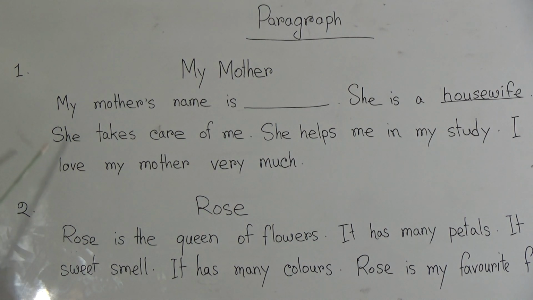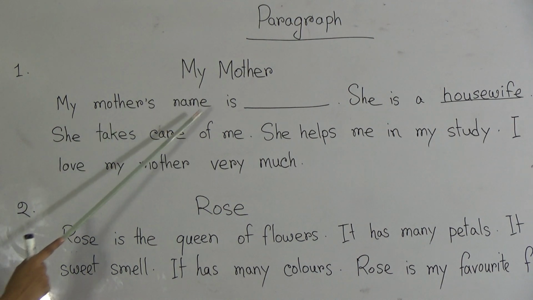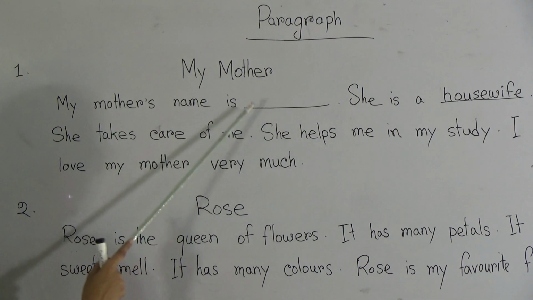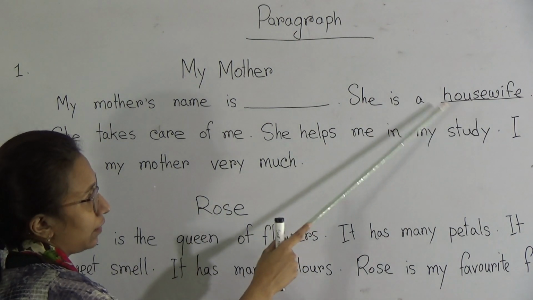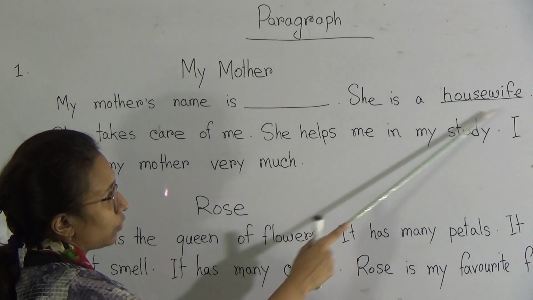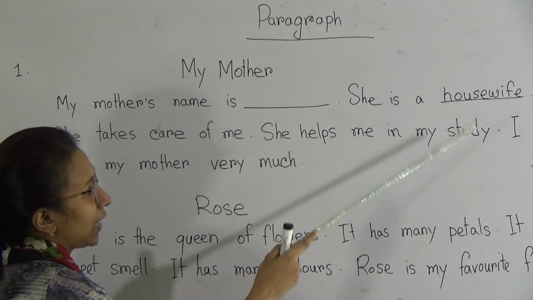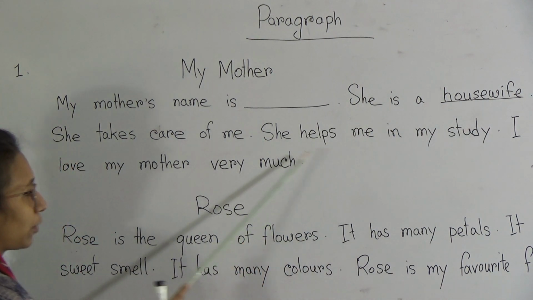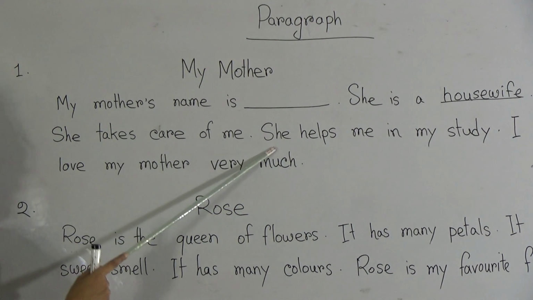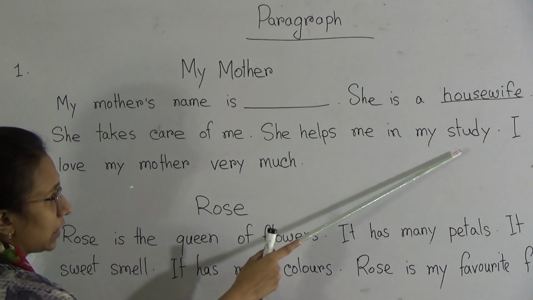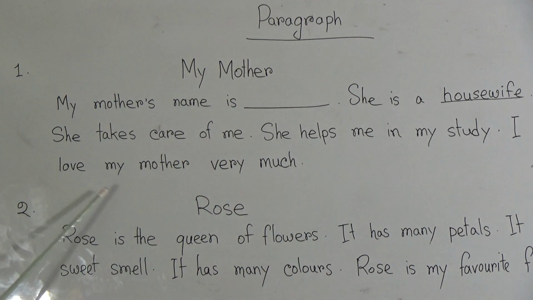I am going to repeat this paragraph once again. My mother's name is dash. Here you will write your mother's name. She is a, for example, I have written here housewife. She is a housewife. You can write your mother's profession. She takes care of me. She helps me in my study. I love my mother very much. So this is paragraph number 1.